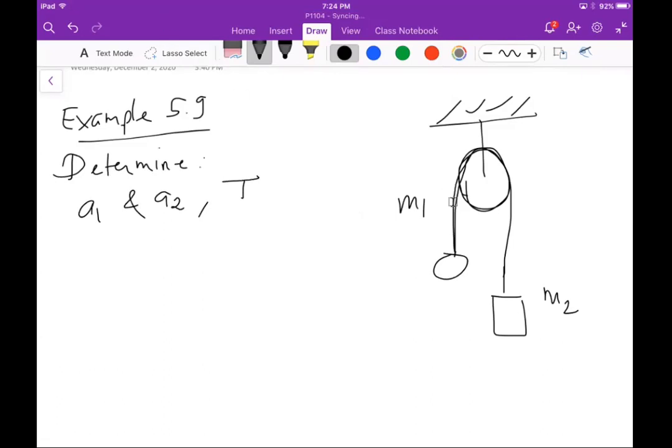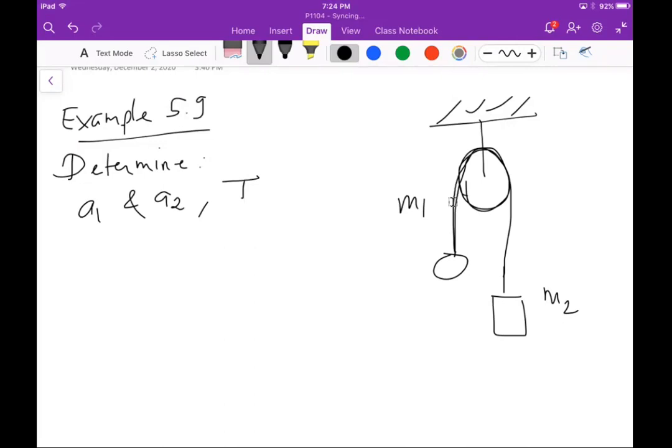First of all, we said that the cord is inextensible. So that means that if M1, for example, is displaced by some delta Y, so it moves a distance or displacement delta Y along the Y axis, the vertical, M2 will move the same distance, the same length of displacement delta Y, which means that both objects move with the same displacement and therefore they must have the same acceleration, for the simple reason that this cord is inextensible.